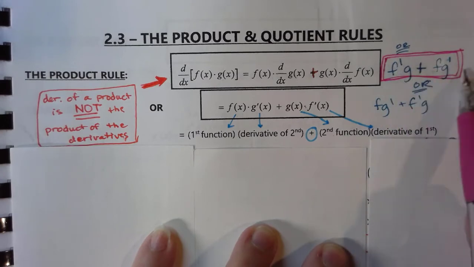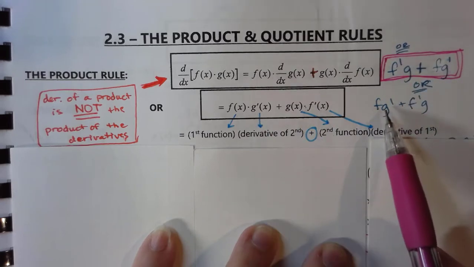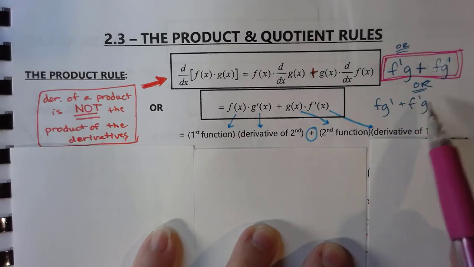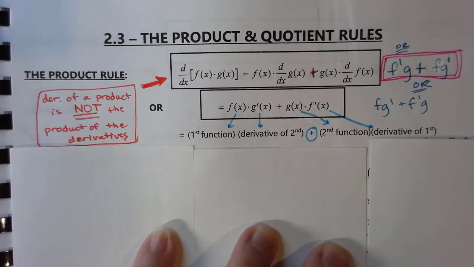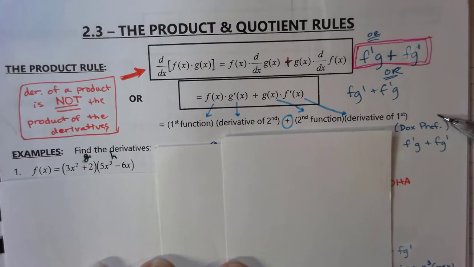There's a reason coming up that makes it nice to learn it in that order as opposed to fg prime plus f prime g, but either order is fine because it does not matter what order you're multiplying in. My preference is going to be this one here because of what's coming up.